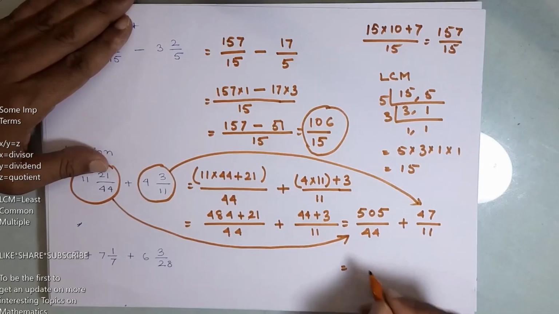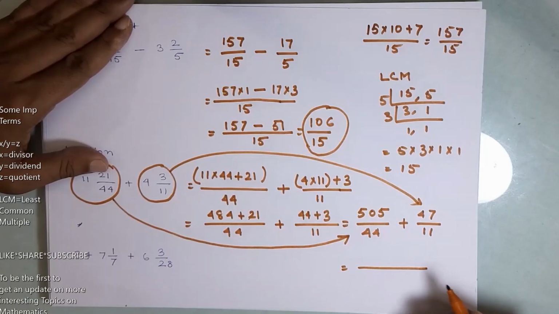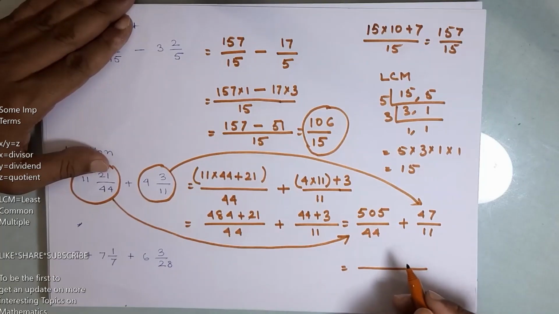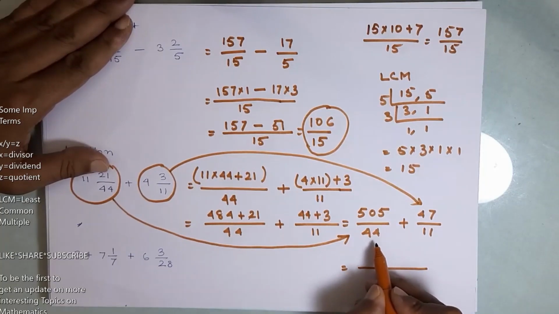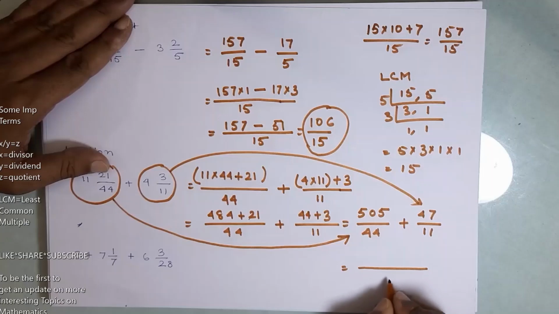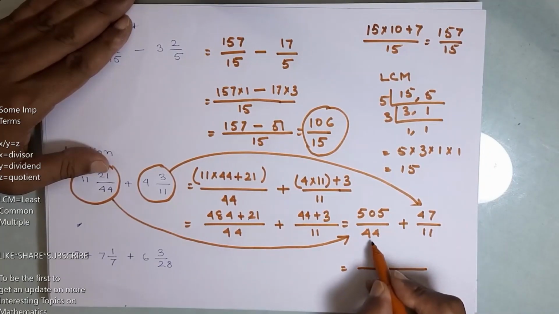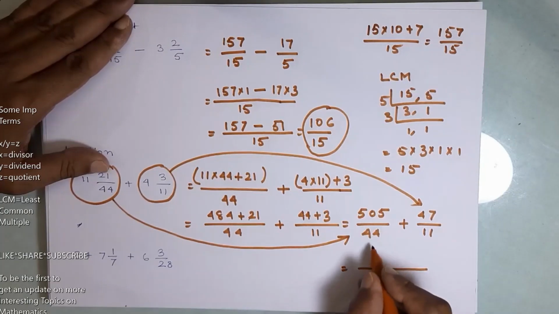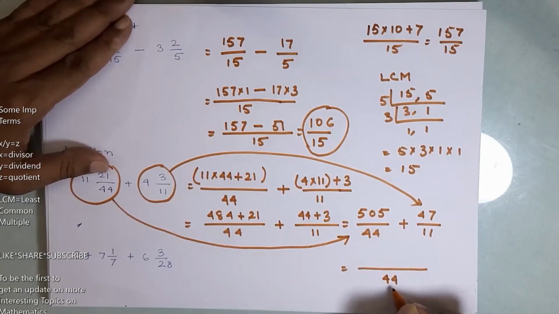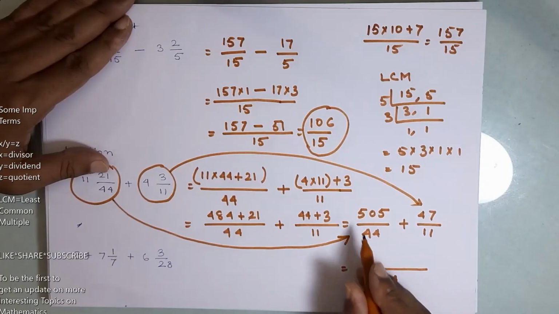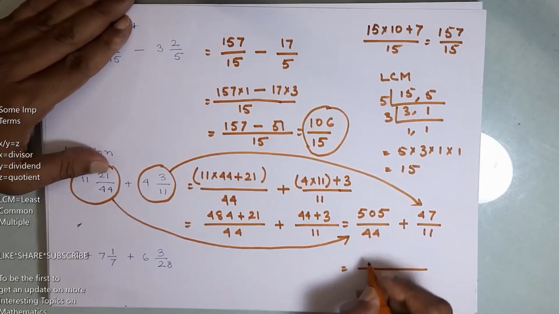You can do it in your rough copy, but for the sake of convenience and to complete this in a simplified manner, I'll just tell you the answer. The LCM between 44 and 11 will be 44, and then we have to divide the LCM by the denominator, and that quotient will be multiplied by the numerator. So 44 divided by 44 will be 1, and 1 will be multiplied by the numerator, which is 505.